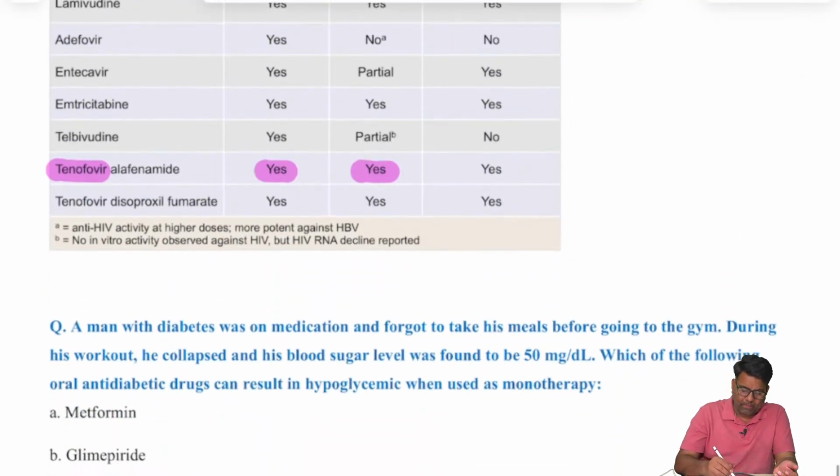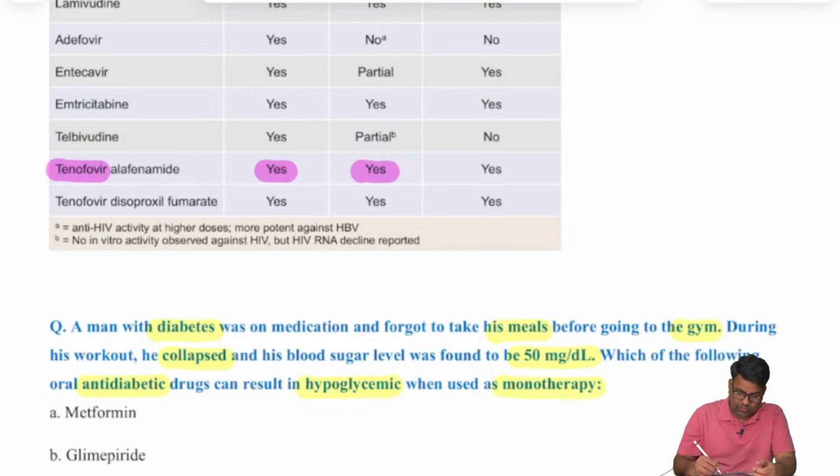Then a person with diabetes was taking some drug, and he forgot to take meals before going to the gym. During workout, he collapsed, and when his blood sugar was measured, it was 50 milligram per deciliter. Now, which drug can be responsible for these hypoglycemic episodes when taken as monotherapy?